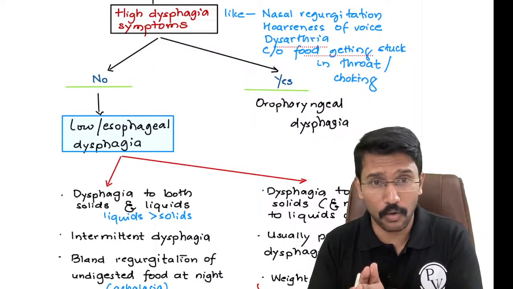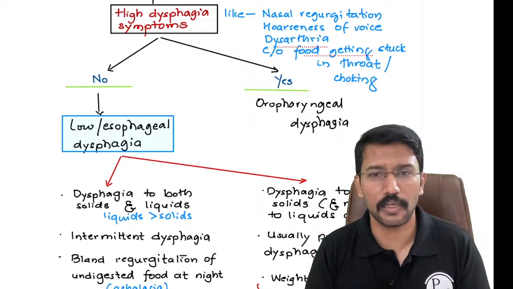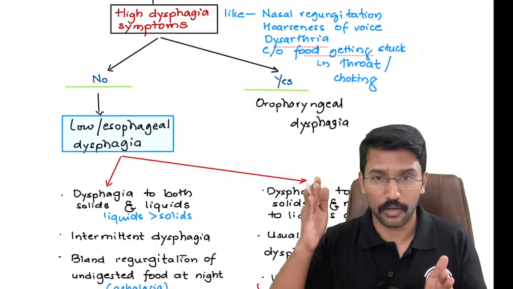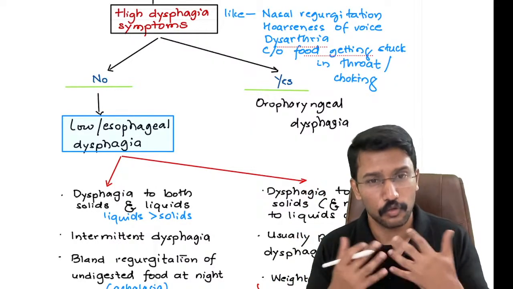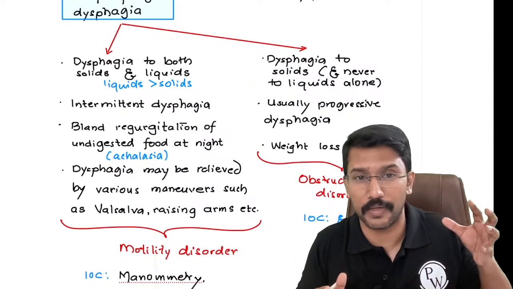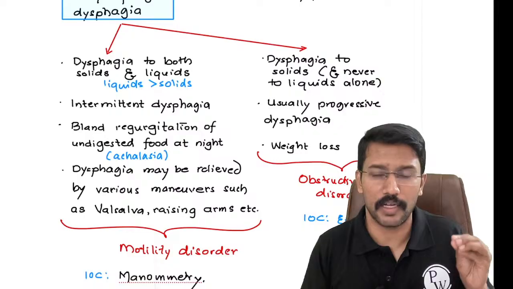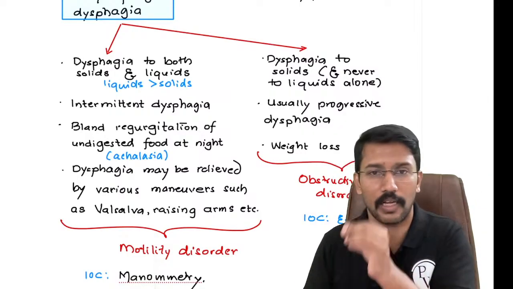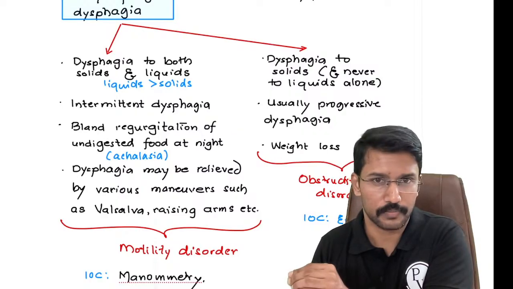But if these symptoms are not there, I will take it as esophageal dysphagia, and in that case I will make an attempt to differentiate whether it is a motility disorder or there is a mechanical obstruction. For that, the points that we discussed are very useful. If dysphagia is more to liquids than solids, I will take it as a motility disorder. If it is more to solids than liquids, then I will take it as mechanical obstruction.